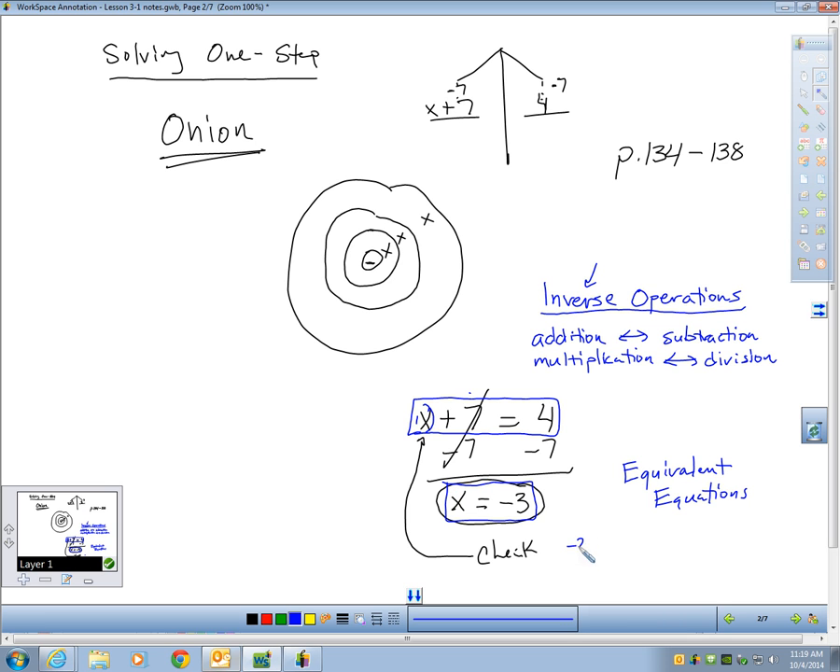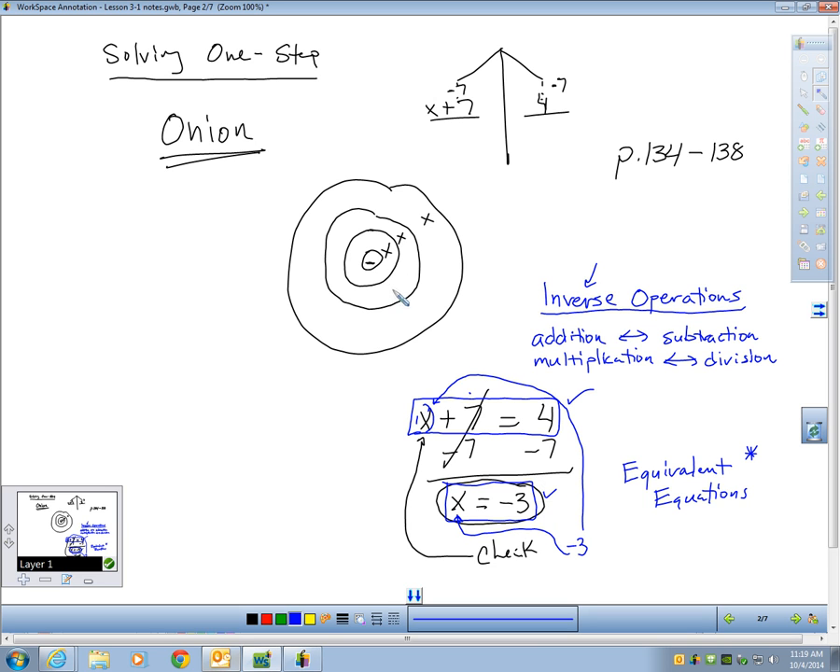If I put negative 3 into this equation, it's true. Negative 3 equals negative 3. If I go up here and put negative 3 in this equation, negative 3 plus 7 equals 4. It's a solution to that open sentence also. So these are equivalent equations. If you're doing your work right, you will always get equivalent equations. Okay? If you get equivalent equations, you will get to the proper answer.